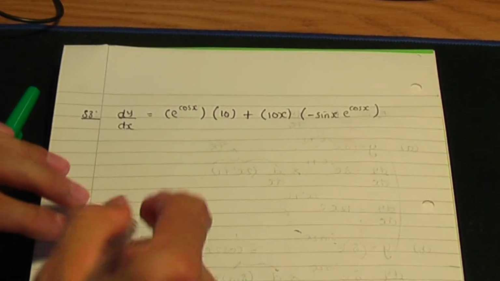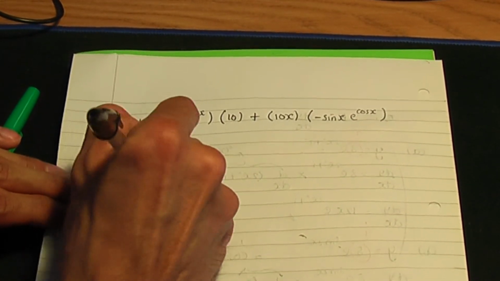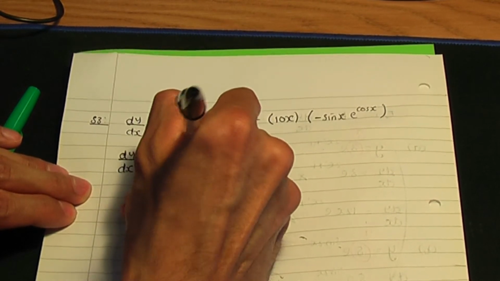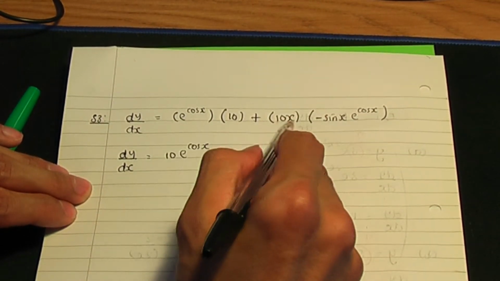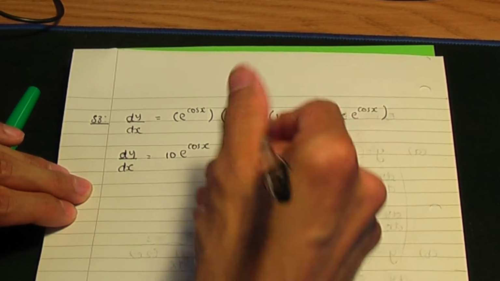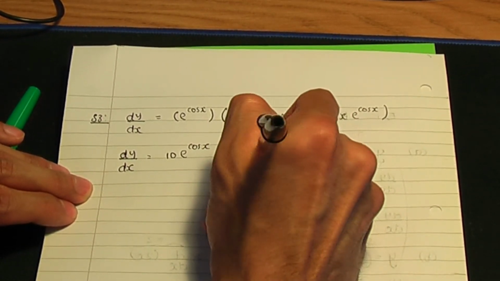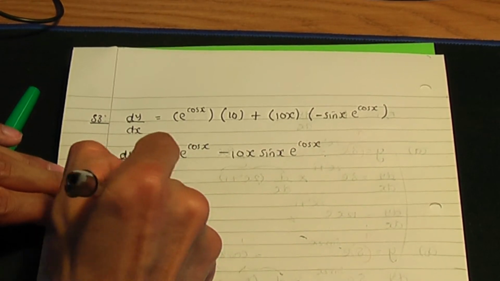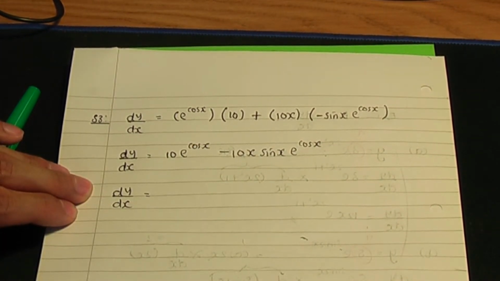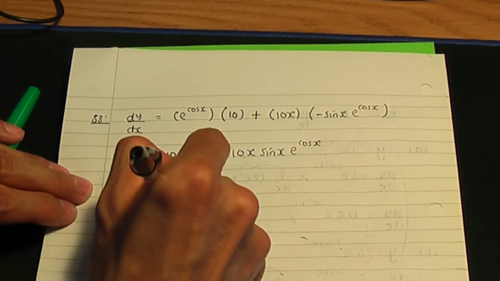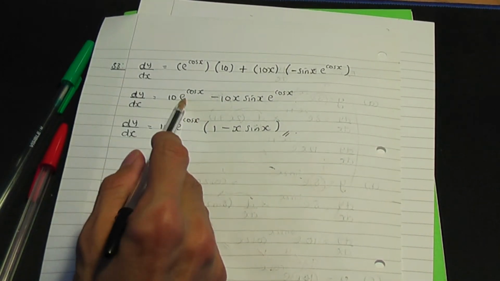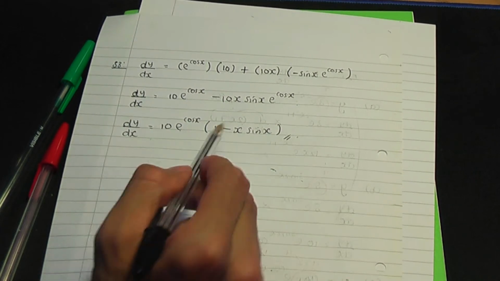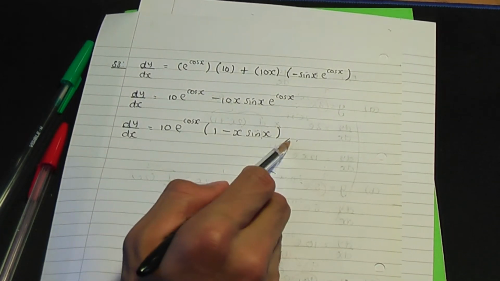Okay, so if I expand the brackets, dy over dx will be, by expansion, 10 times e to the cos x, 10e to the cos x, and 10x times minus sine x e to the cos x is minus 10x sine x e to the cos x. And in my next step, let me factorize. So I have 10s here. Let me take a common factor of 10. And also I have a common term of e to the cos x. So if I take that out also, and include that as my common factor, I'm left with 1 minus x sine x. Okay?